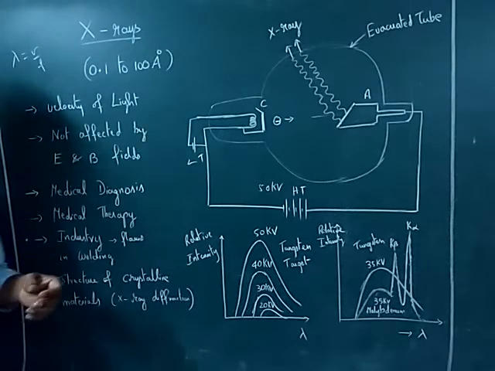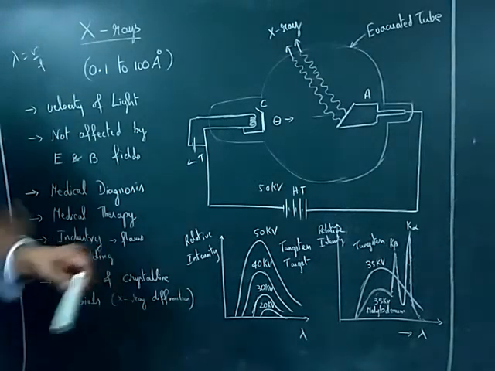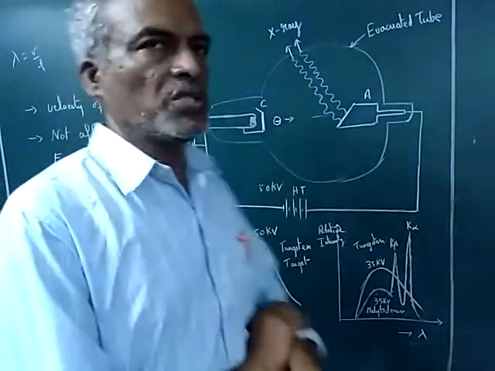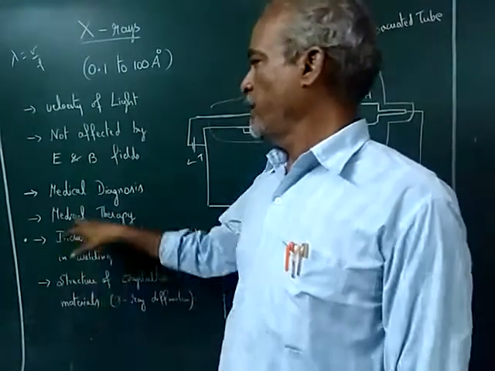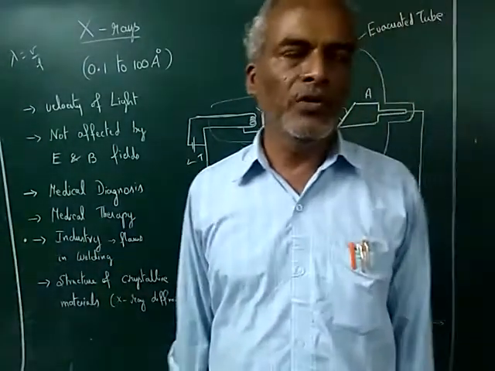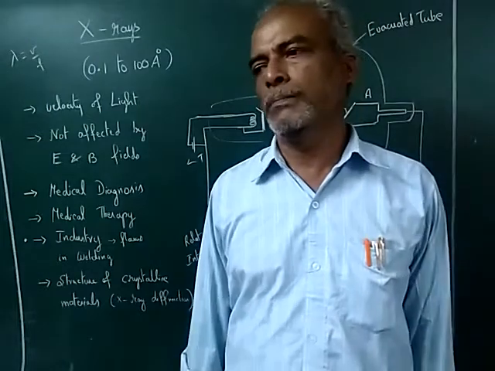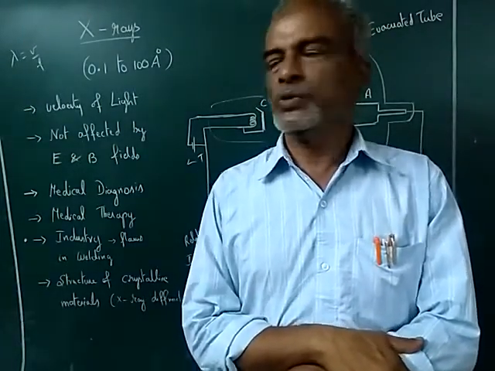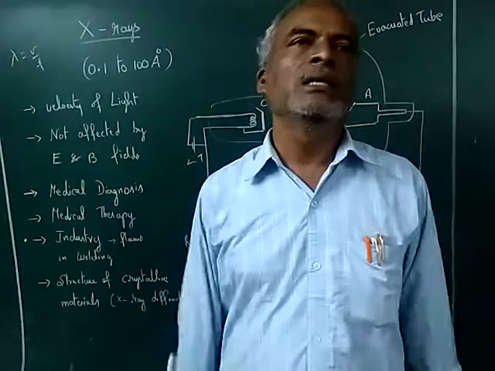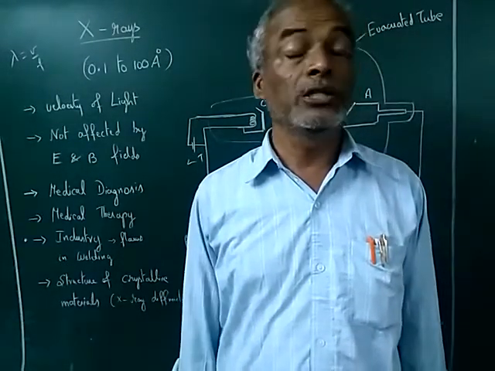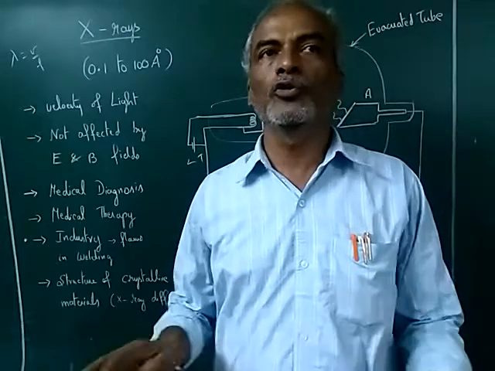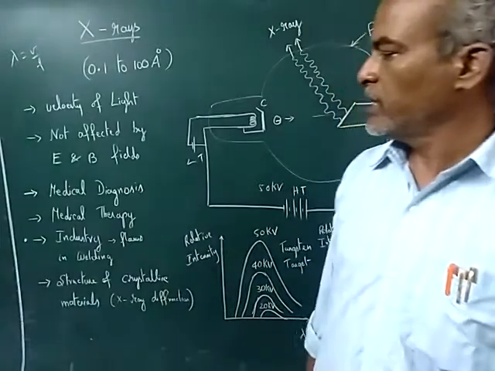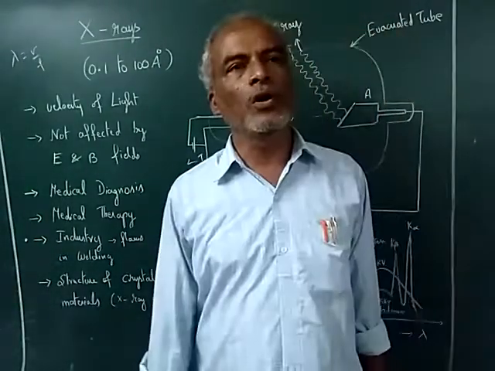Coming to medical diagnosis, I already told you it can pass through the flesh but not through the bone. Therefore, we can easily find fractures in the bone. Then in medical therapy, for therapeutic treatment to kill certain tissues, malignant tumors, we use X-rays. To remove tumors, we use X-rays. That is medical therapy. And in industries, we use it to see the flaws in welded joints.